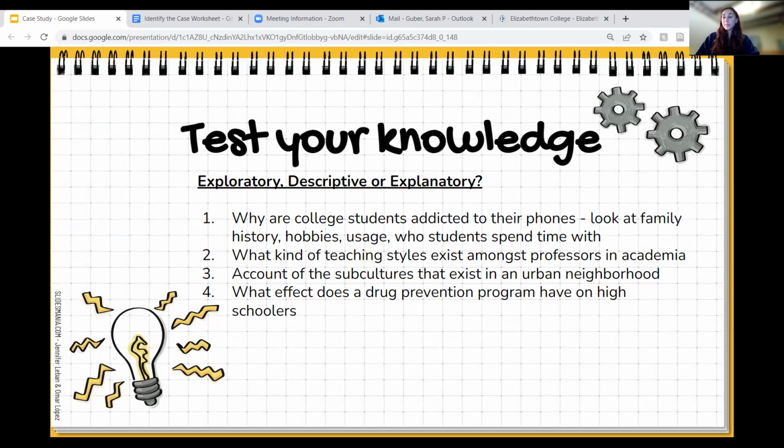So the answers, number 1 is going to be explanatory. Number 2 is going to be exploratory. That's kind of like a beginning question. What kind of teaching styles exist? You're beginning, it's ambiguous. Number 3 would be descriptive. You're looking at a specific case, an account of subcultures. And number 4 would be explanatory. You're doing that cause and effect kind of relationship.